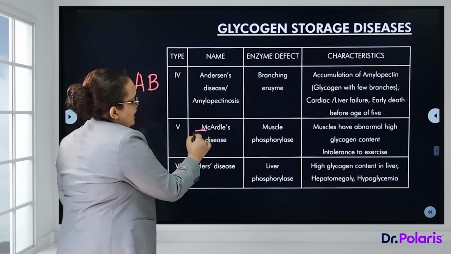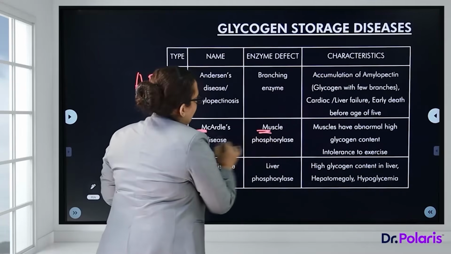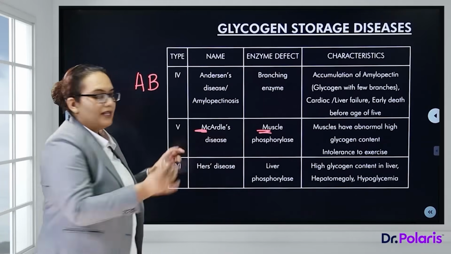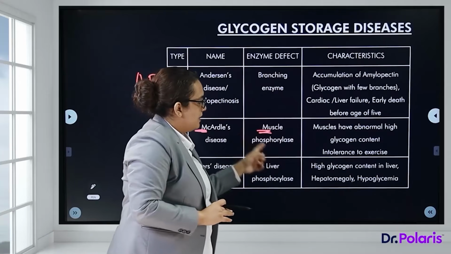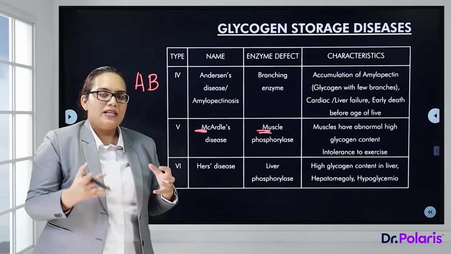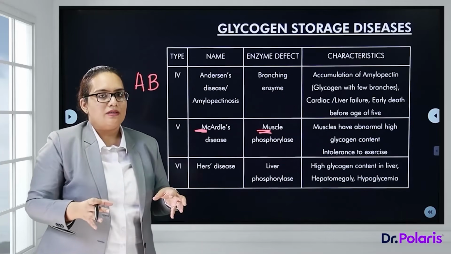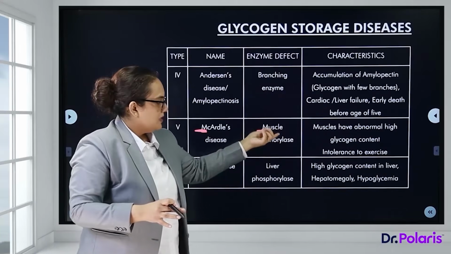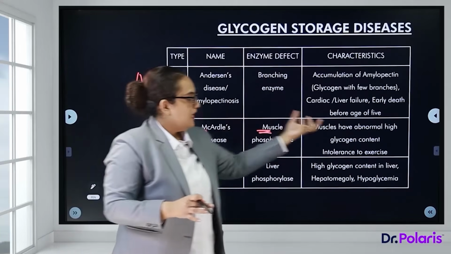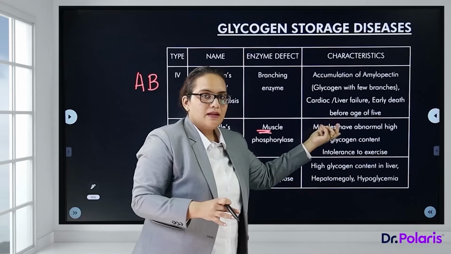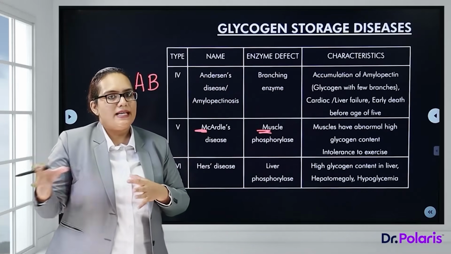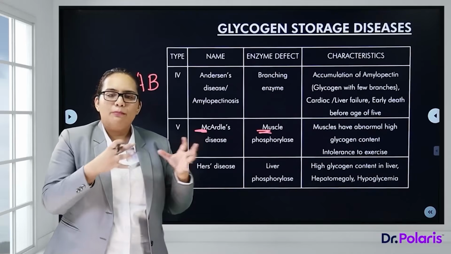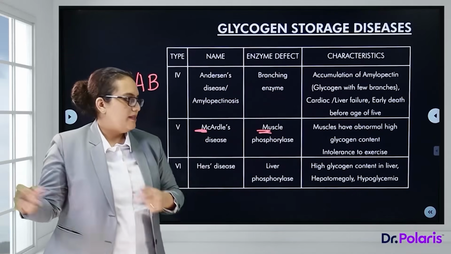Remember, M for McArdle, M for muscle. So this is how you can remember the enzyme defect with the name of the disorder. Since muscle phosphorylase is affected, and phosphorylase is concerned with the breakdown of glycogen, and since this occurs within the muscle, there is accumulation of glycogen within the muscle. As a result, individuals with this disease have an intolerance towards exercise. They won't be able to do even the simplest exercise.